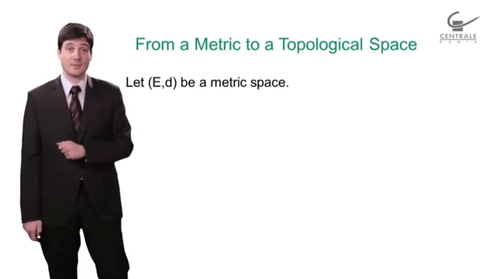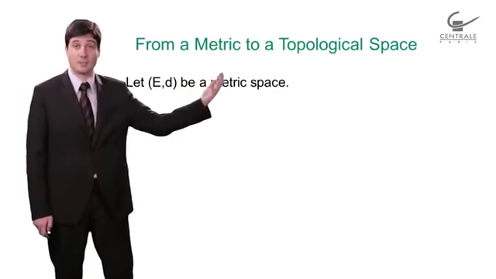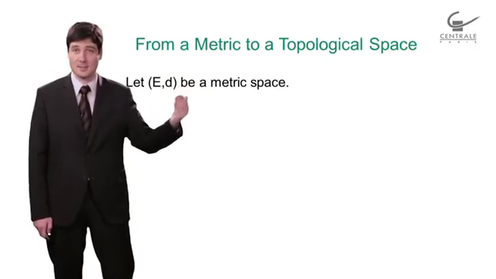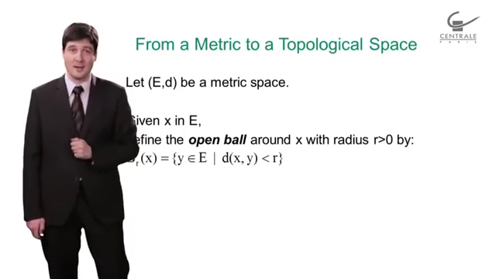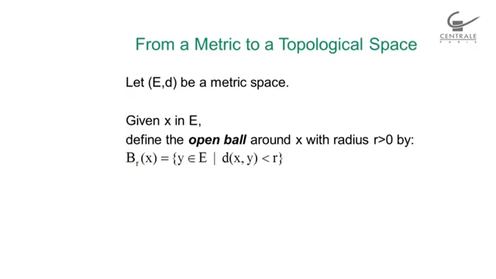So let's start with a distance function. In other words, let's start with a metric space. So E is a set, d is a distance function on this set. Given a point x in E, we can define an open ball around x with radius r this way. The ball centered in x with radius r is all the points y such that the distance between x and y is smaller than r, and it's strictly smaller than r.